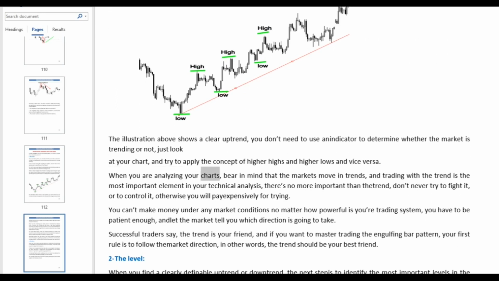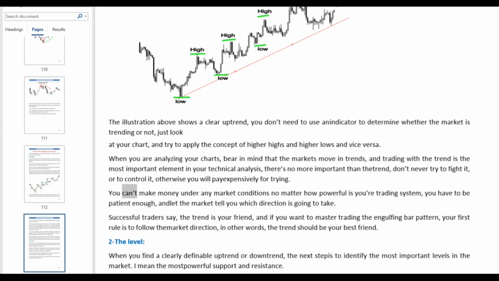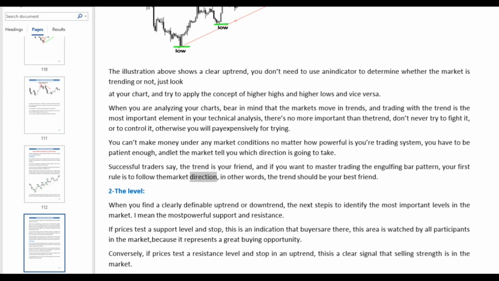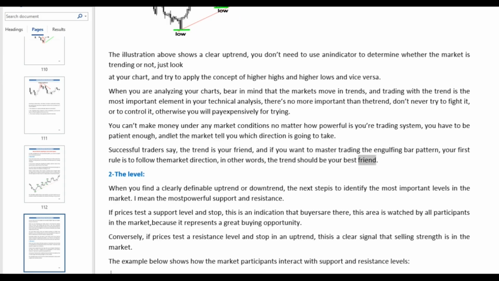When you are analyzing your charts, bear in mind that the markets move in trends, and trading with the trend is the most important element in your technical analysis. There's nothing more important than the trend. Don't ever try to fight it or to control it, otherwise you will pay expensively for trying. You can't make money under any market conditions, no matter how powerful your trading system is. You have to be patient enough and let the market tell you which direction it is going to take. Successful traders say the trend is your friend, and if you want to master trading the engulfing bar pattern, your first rule is to follow the market direction. In other words, the trend should be your best friend.